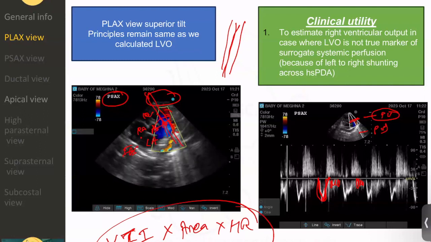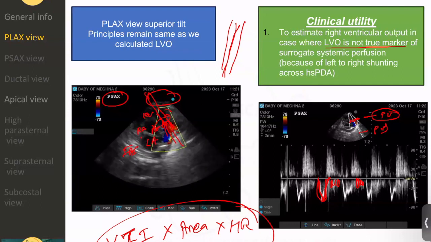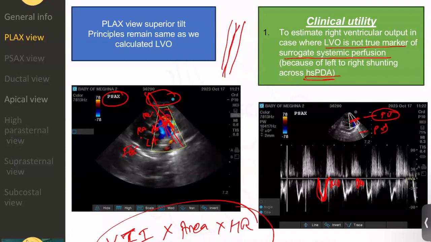Okay. So right ventricular output we can estimate in case where LVO is not a true marker of surrogate systemic perfusion, like when there is a hemodynamically significant ductus. I will explain to you why it happens. There is a schematic diagram. Okay.